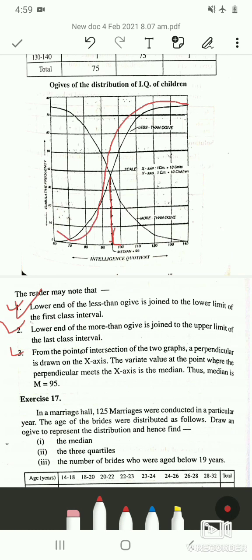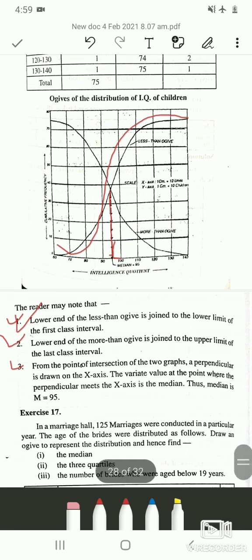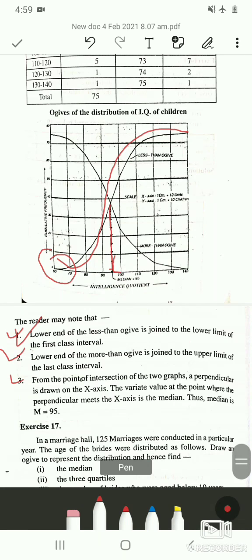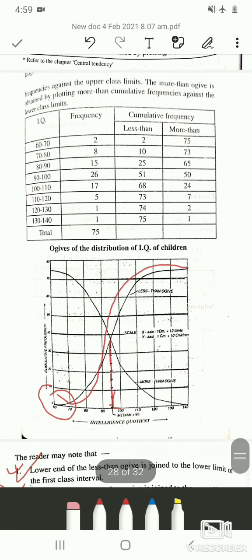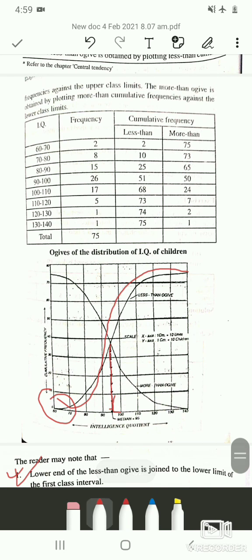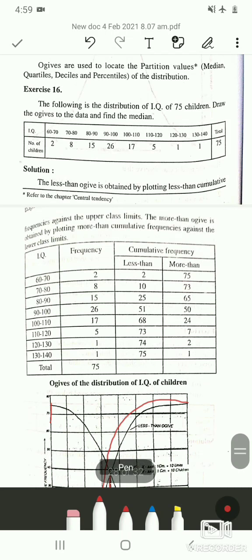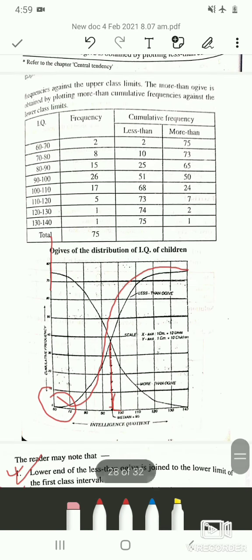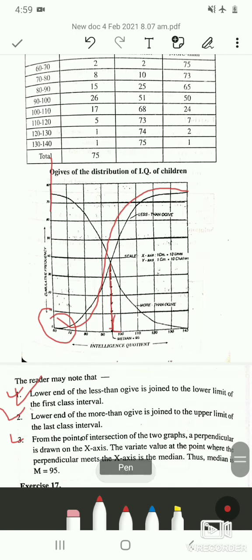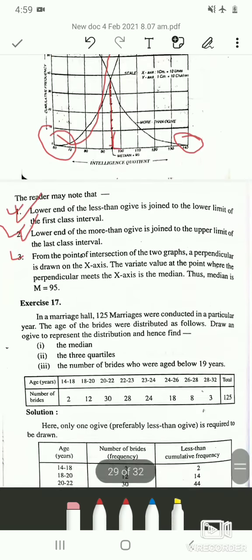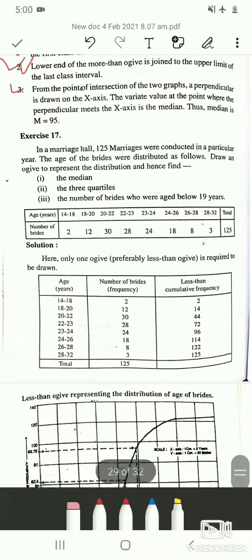So this is your less than ogive, and the lower end is joined to the lower limit of the first class interval. So the lower limit is 60. You can see we have joined the curve at 60. And the lower end of the more than ogive is joined at the upper limit of the class interval, which is 140. So this is how you join. So let us see the next question.